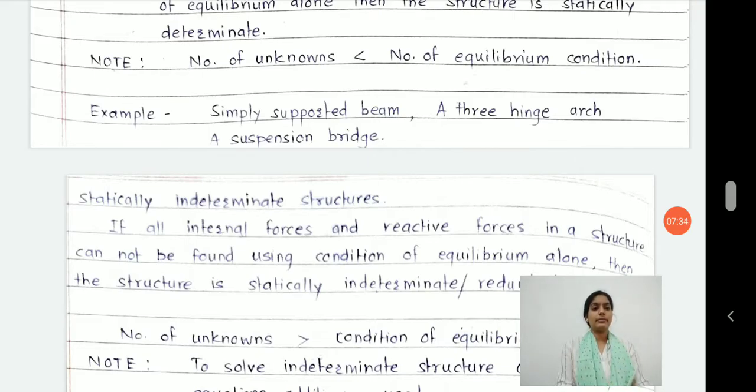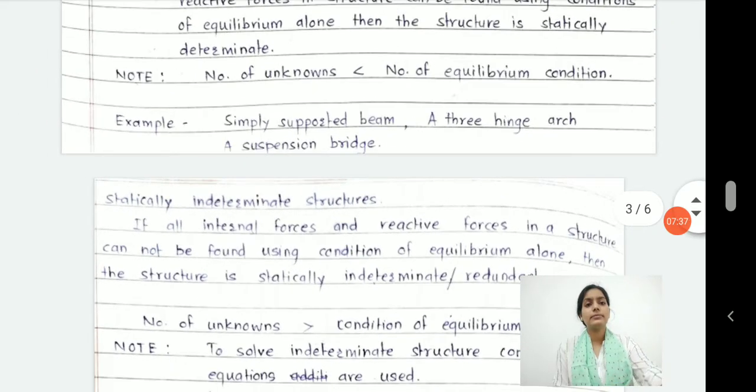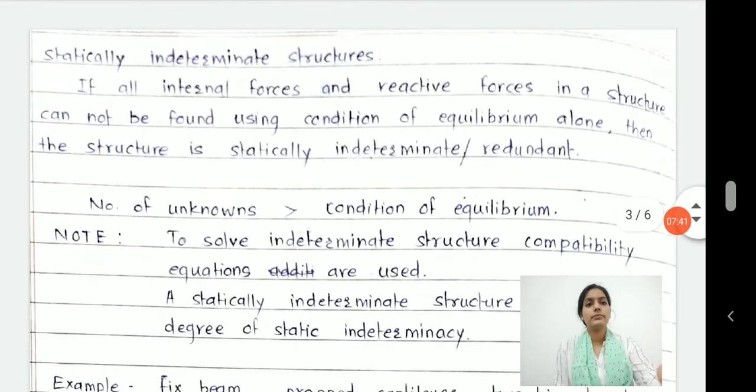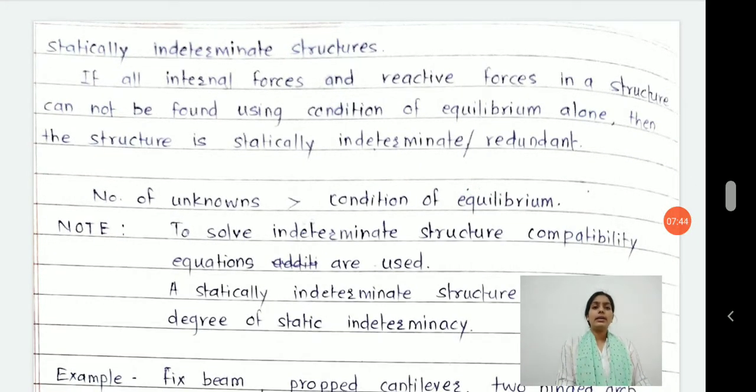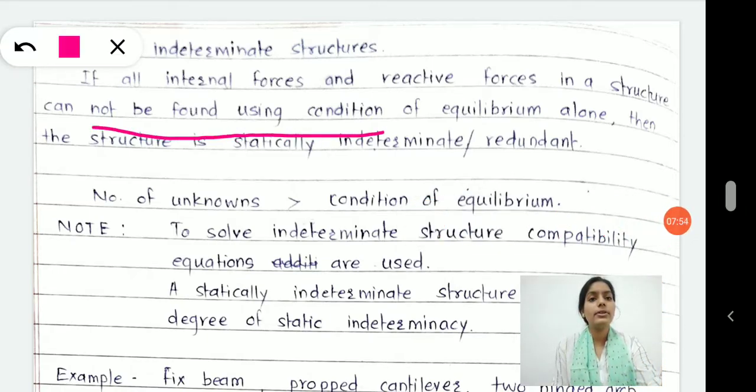Now, statically indeterminate structure. What is an indeterminate structure? Here the internal forces and all the reactive forces in the structure cannot be found using conditions of equilibrium alone. What I said? Alone. Only using the three equilibrium equations, summation Fx, summation Fy and summation of moment, we cannot solve our structure. Only these equations are not sufficient. Every structure we can solve, but only by equilibrium equations it is not possible.